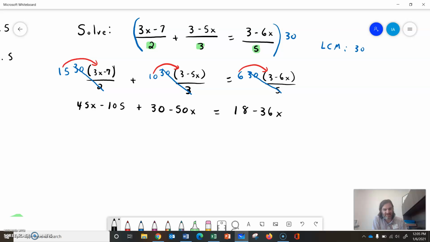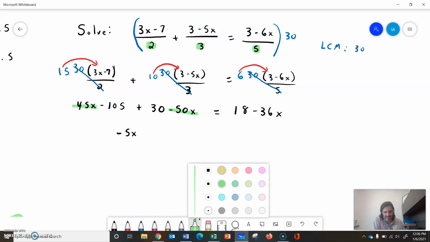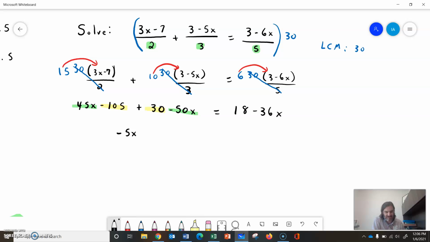There's other ways of handling that, but now I've got some like terms I need to collect, so I can collect the 45x and the minus 50x, and that'll give me minus 5x, and then I can collect the negative 105 and the positive 30, and that should give me negative 75, I think. Yes, negative 75. And on the other side, I still have 18 minus 36x.